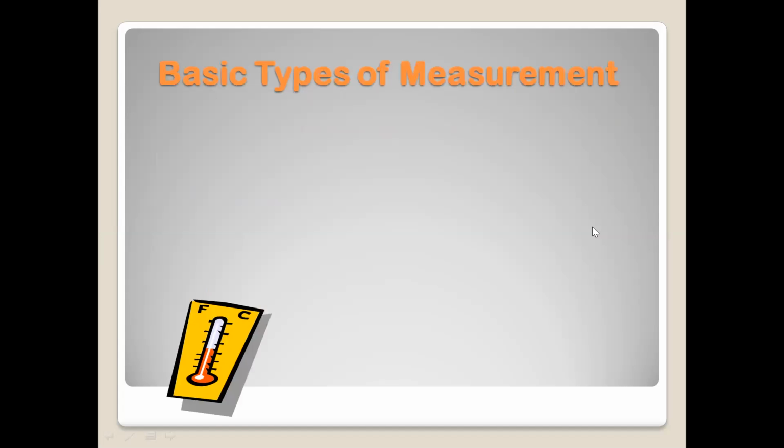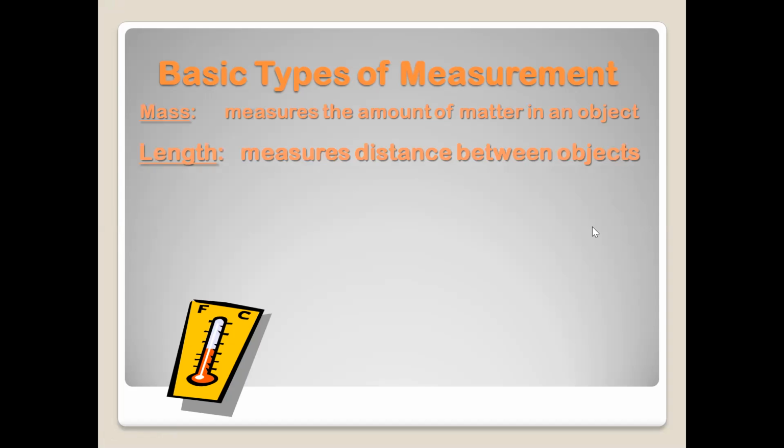Now, when you come to measurements, there are n number of measurements which we will be dealing with. Out of that, 3 of them are categorized as basic types of measurement in physics. One is mass, which measures the amount of matter in an object. Second one is length, which measures the distance between objects. And the third one is time, which measures the duration between two events. Even though these are classified as the basic types of measurement, there are n number of other measurements which we will be dealing with, as I told you.